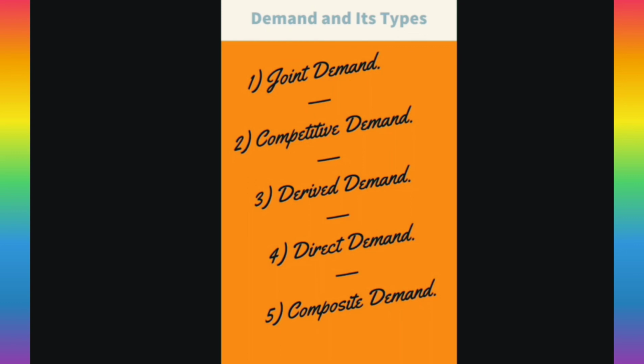And the last one is competitive demand. When two commodities are close substitutes of each other, an increase in the quantity demanded of one of them will reduce the demand for the other. For example, an increased demand for coffee might reduce the demand for tea. Similarly, a change in the demand for fish might affect the demand for meat.